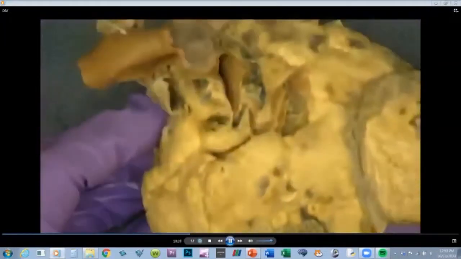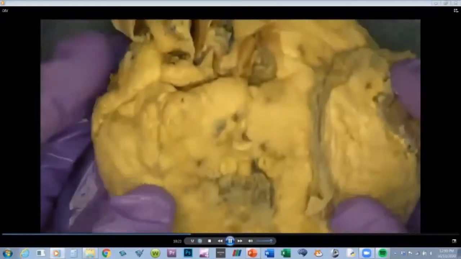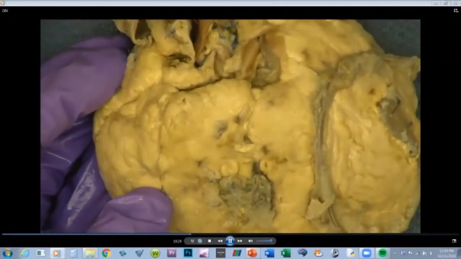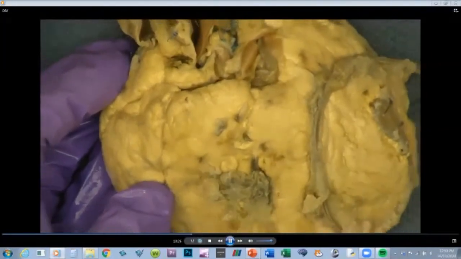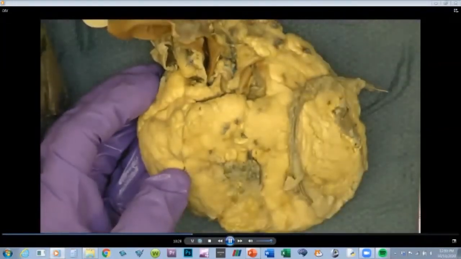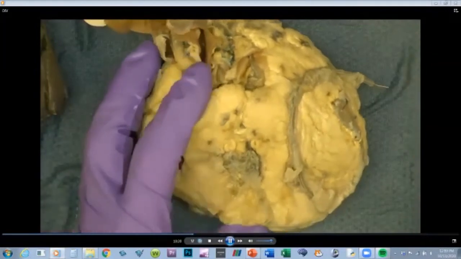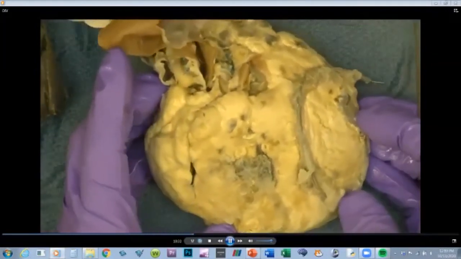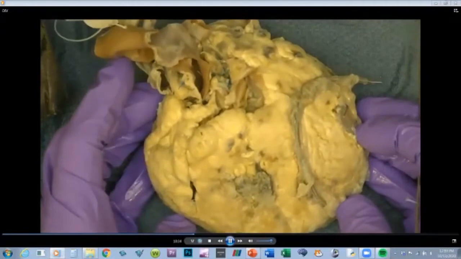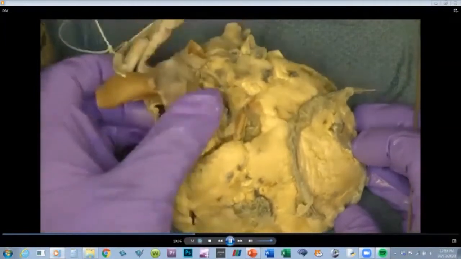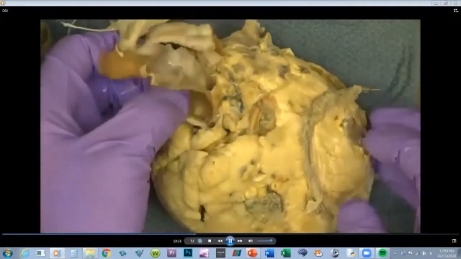And then the least common type is this one. And this has an acronym associated with it, a Holmes heart. Dr. Holmes described this kind of heart. And here we see the aorta.